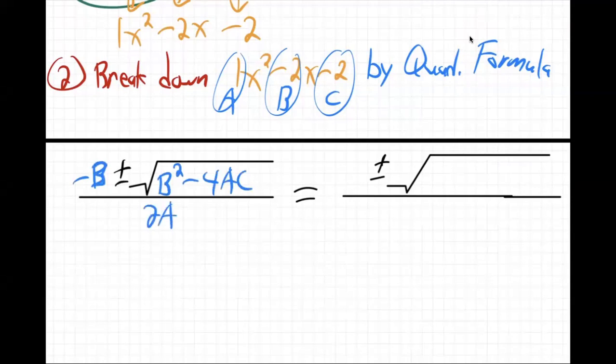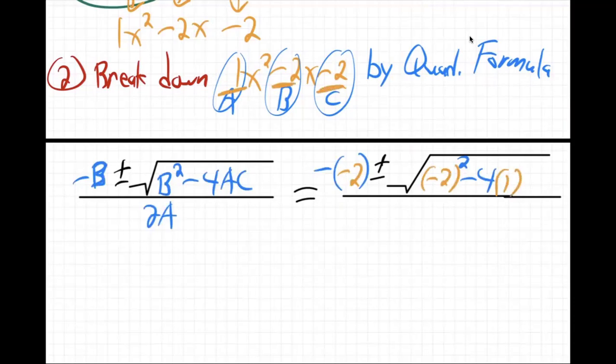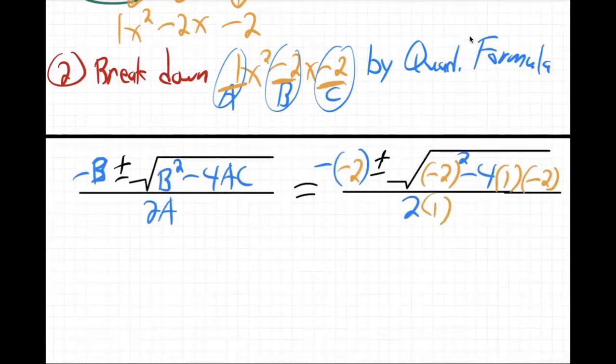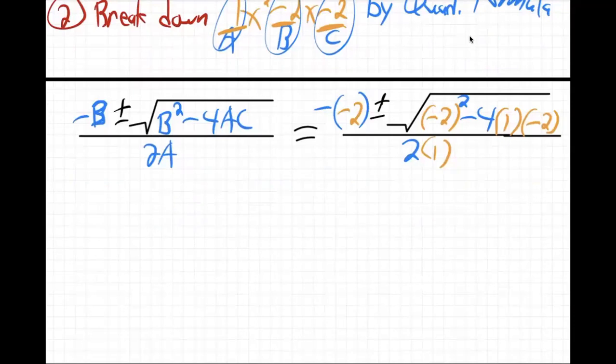So it's going to be negative b. What's b? Right here. Negative 2 plus or minus square root of b squared, negative 2 squared, minus 4 times a, which is 1, times c, which is negative 2, all over 2 times a again. All right, so let's get this cleaned up.